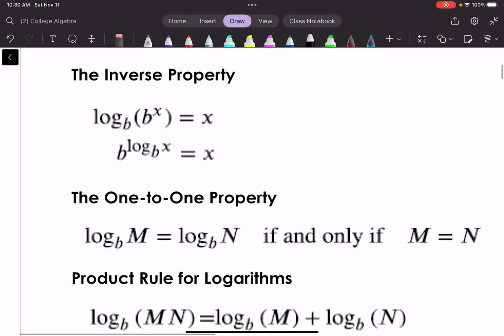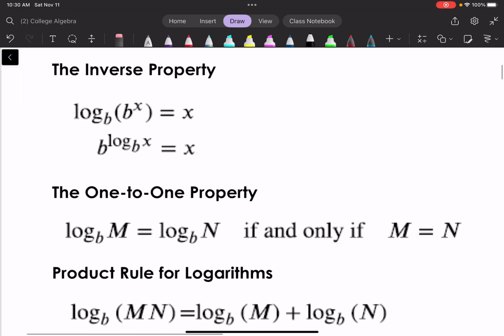The inverse property is something we actually explored in the board work the other day. This idea of where if the bases are equivalent, they, for all intents and purposes, quote unquote cancel out. And so you should remember those from the other day.